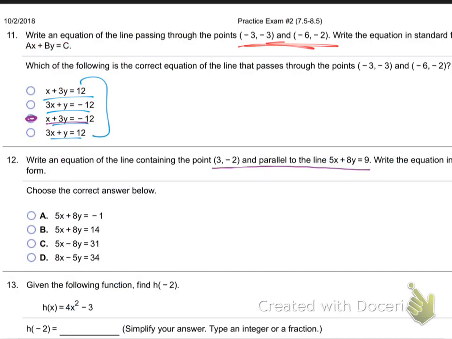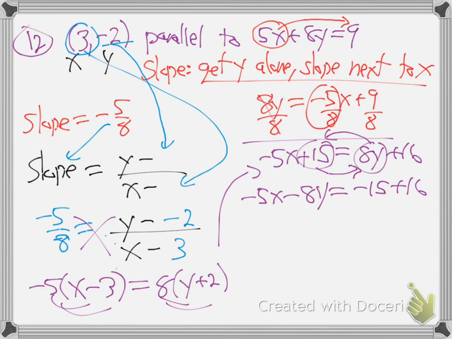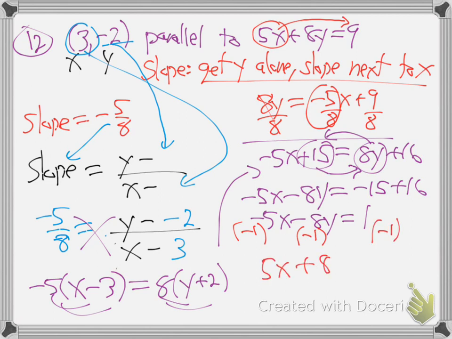So what do they want? They want x's then y's then numbers. So jump the 8y over, jump the 15 over. -5x minus 8y is -15 plus 16. That's minus 5x minus 8y is 1. Don't want all those negatives, so multiply through by -1, -1, -1. Get 5x plus 8y is -1.